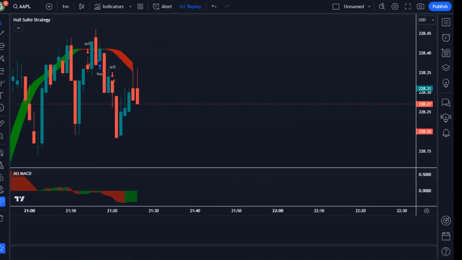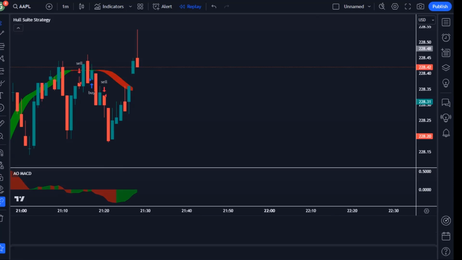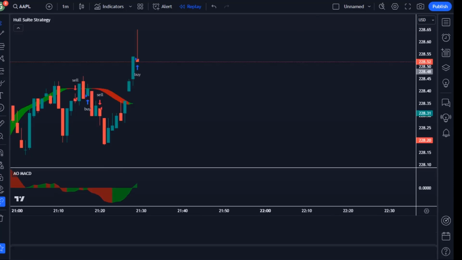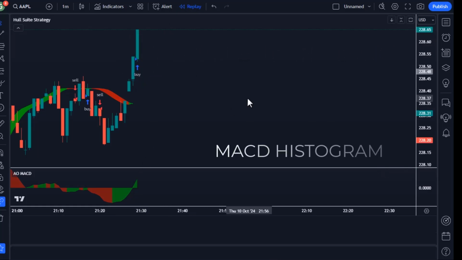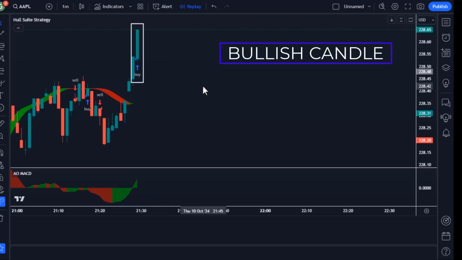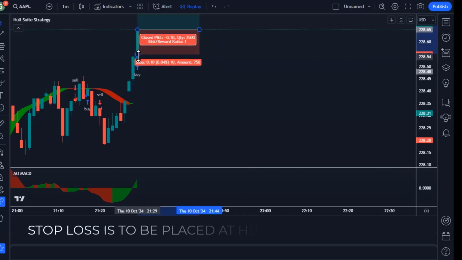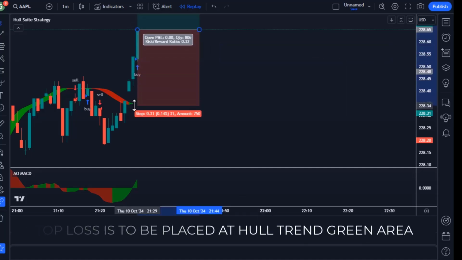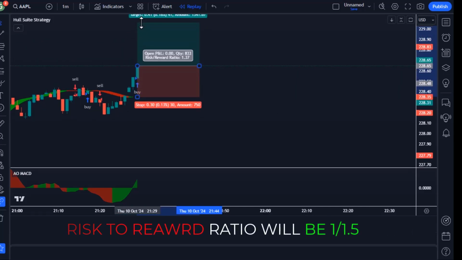Let's see how we use these trading setups. When the Hull Suite indicator gives us a buy signal, when the MACD histogram should be green area, when the market forms a bullish candle, if this condition is fulfilled, then we will place a buy order. Our stop loss is to be placed at the Hull trend green area, and the risk to reward ratio will be 1 is to 1.5.